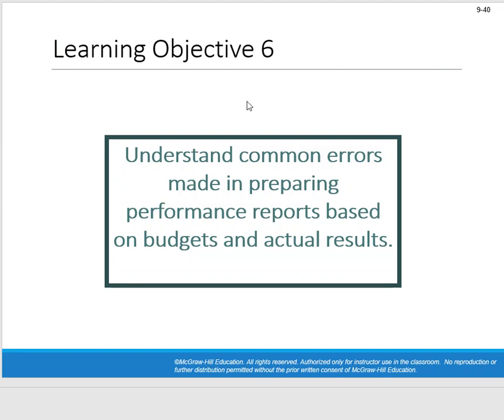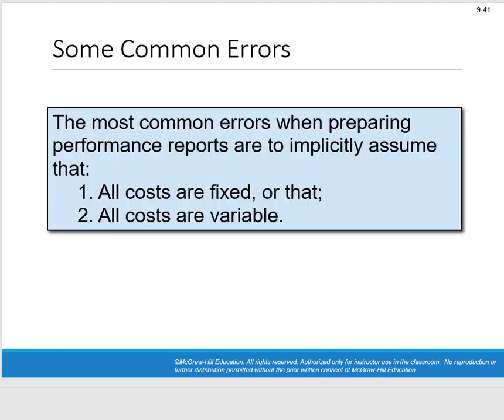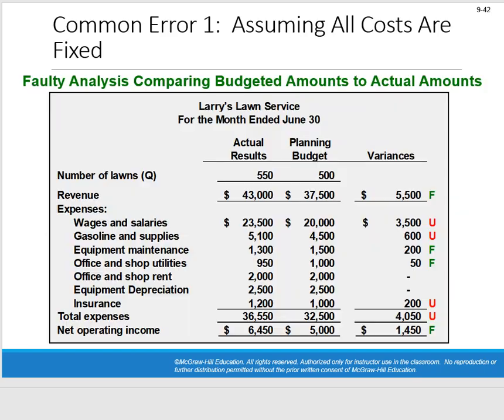So some basic errors that we want to avoid in our performance reports when we're comparing budget and actual. A common error, I know you guys wouldn't do this, but others might, when preparing performance reports, is to implicitly assume that all costs are fixed or that all costs are variable. Well, neither of those things is true. If we were to assume that all costs were fixed, that's going to lead us to some faulty analysis.